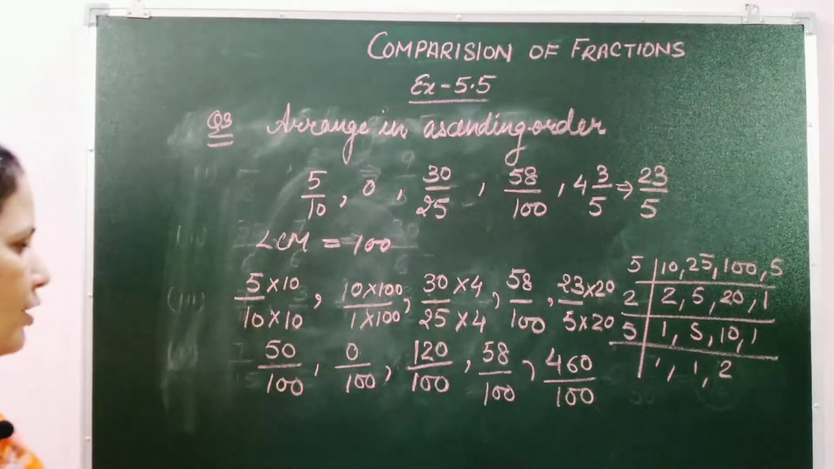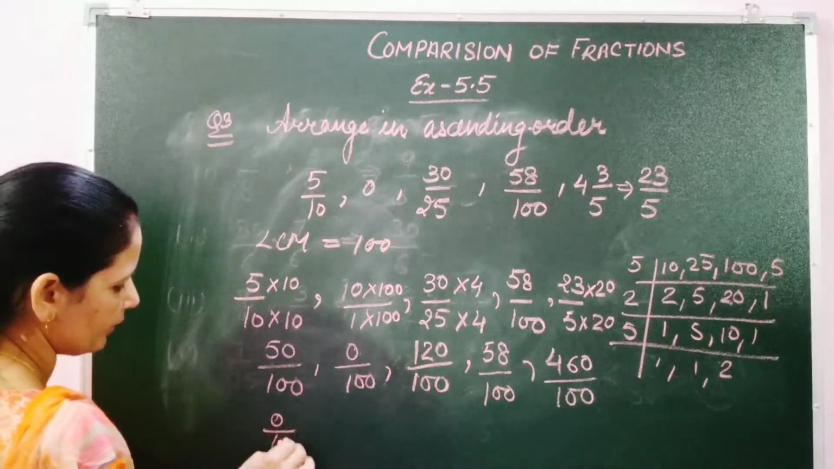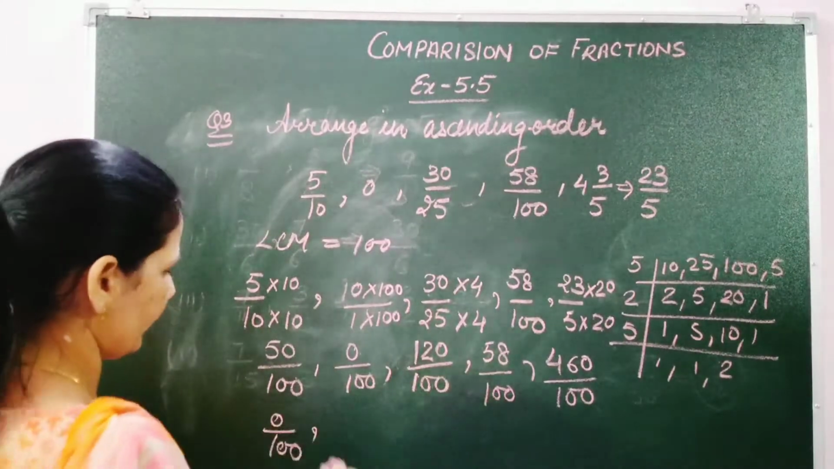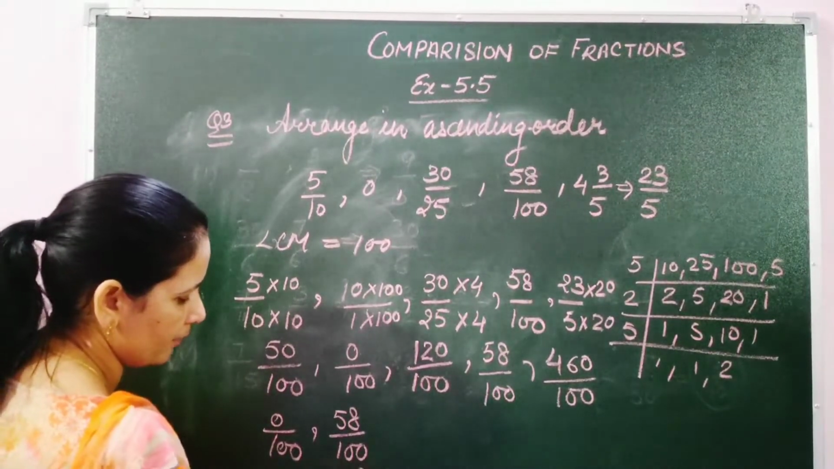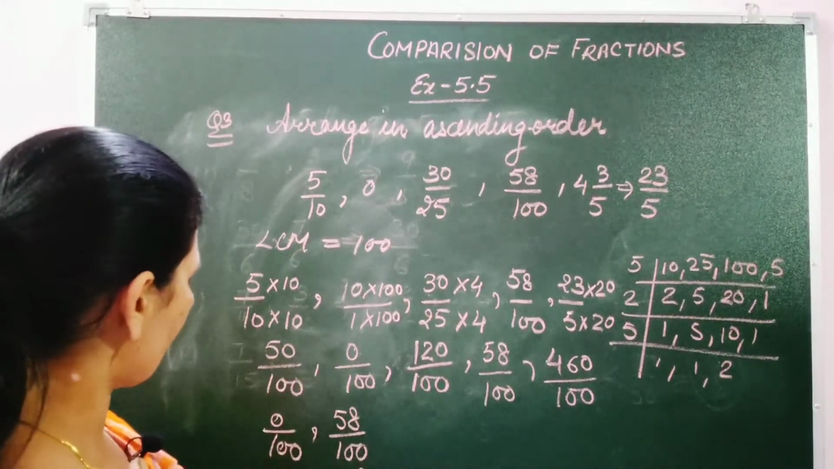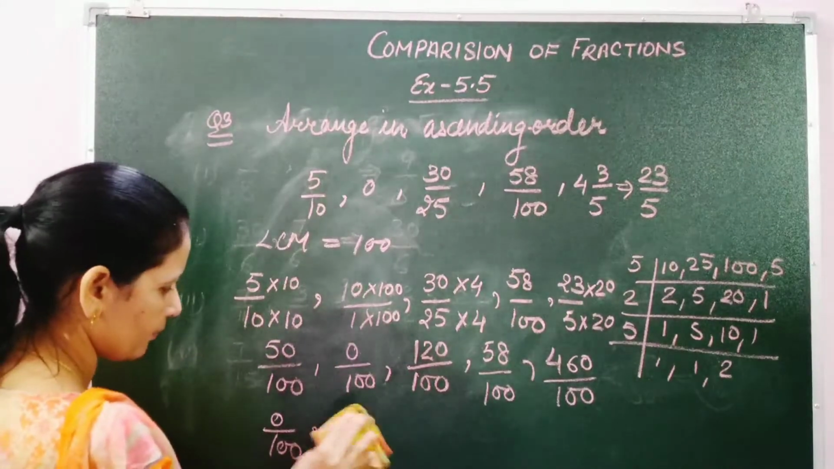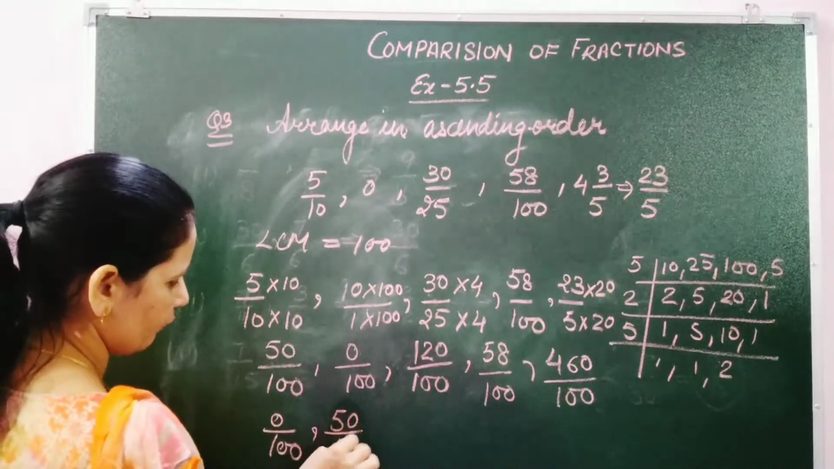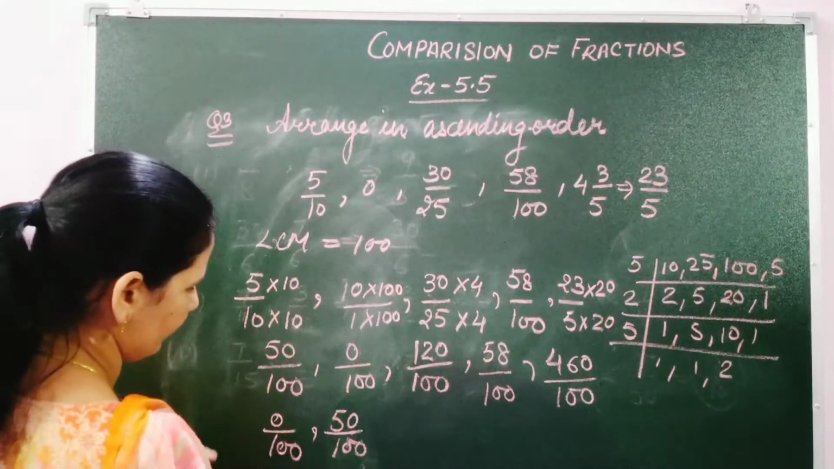Okay, now arrange these. The smallest numerator is 0. So first we arrange our 0 by 100. The original value is 0 only. Then second one is 58 by 100. Sorry, before 58, that 50 also will come. So we have written this one by mistake. 58 will come in third place. Second is 50 by 100. So we write here 50 by 100, and its original value is 5 by 10.